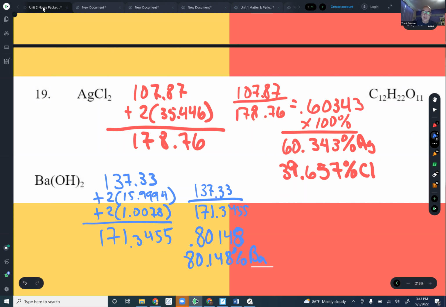It ends up being 80.148% barium. Now I can't subtract from 100 to figure out what the percentage of oxygen is, because there's also hydrogen out there. So I'm going to have to do my percentage for that one. So I'm going to take 31.9988, that's the weight of both of the oxygens together, divided by the total weight, 171.3455.